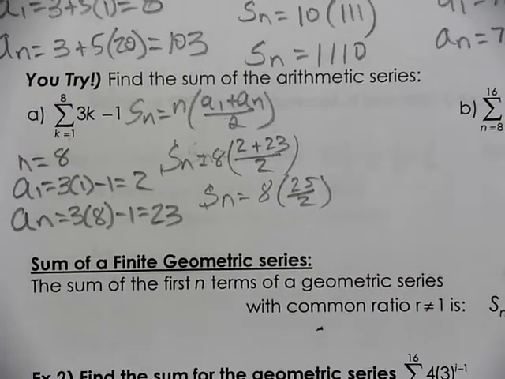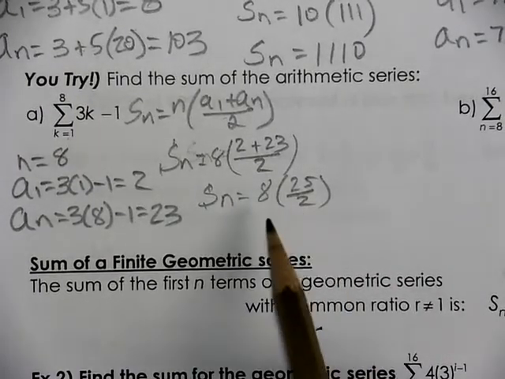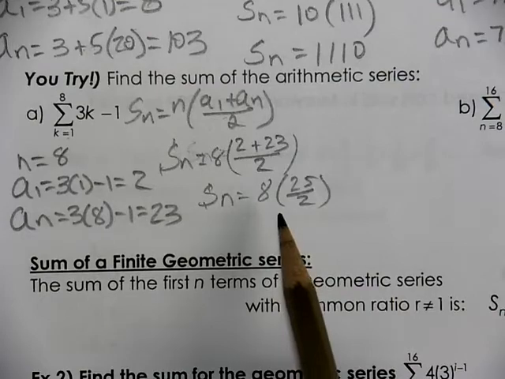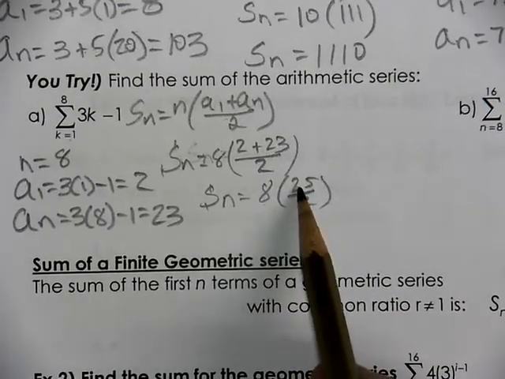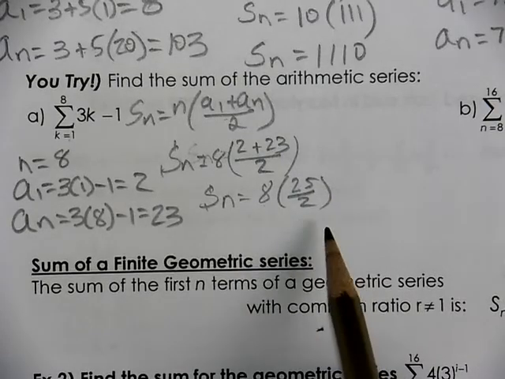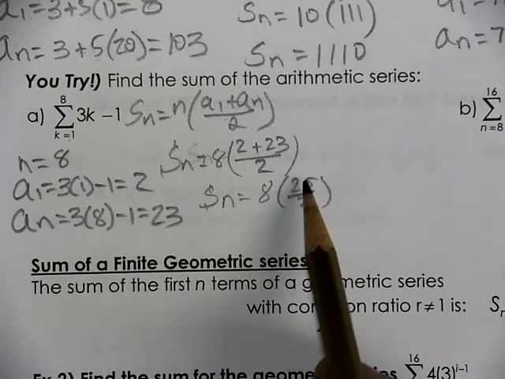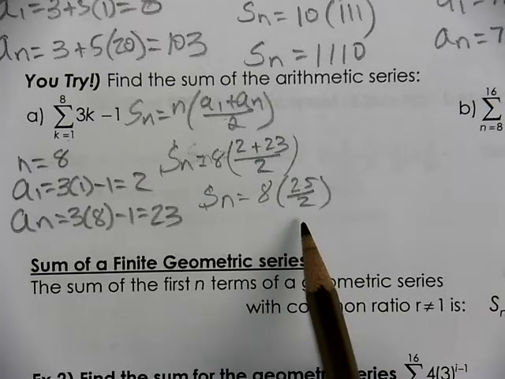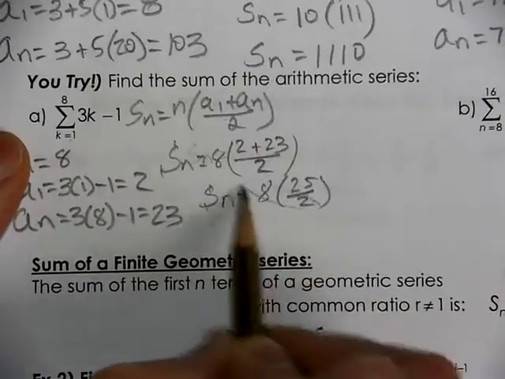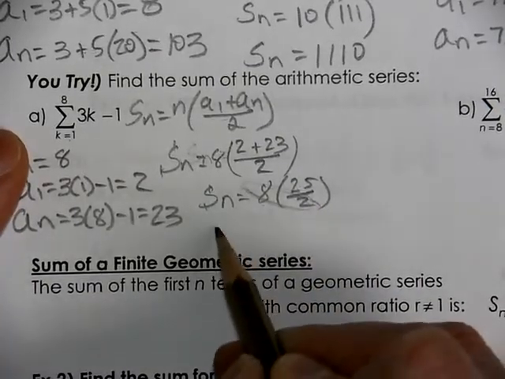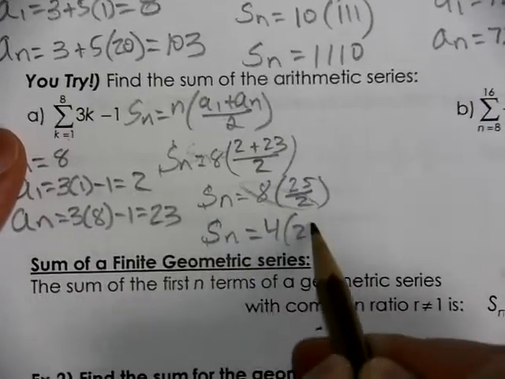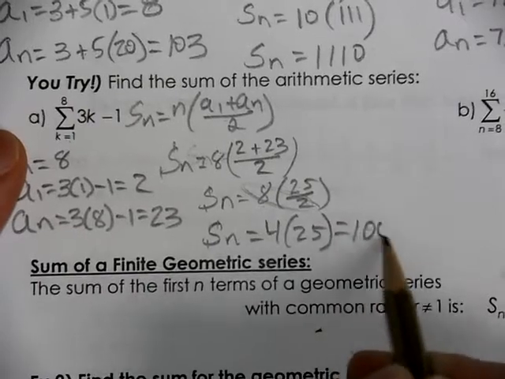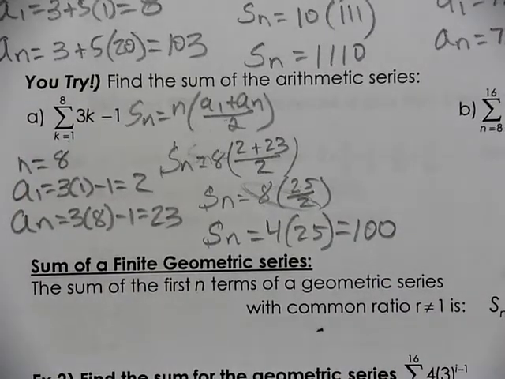Now you've got some choices. You can either divide the 25 in half and get 12.5. That's fine. You can multiply 25 times 8 and get 200 and divide that by 2. Or you could divide the 8 by 2. That gives us 4 times 25, and that's 100. So either way you like to do it.